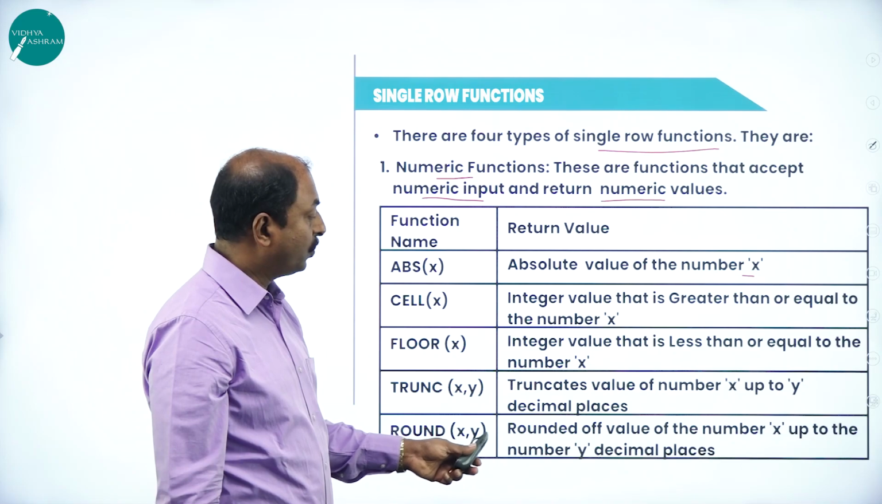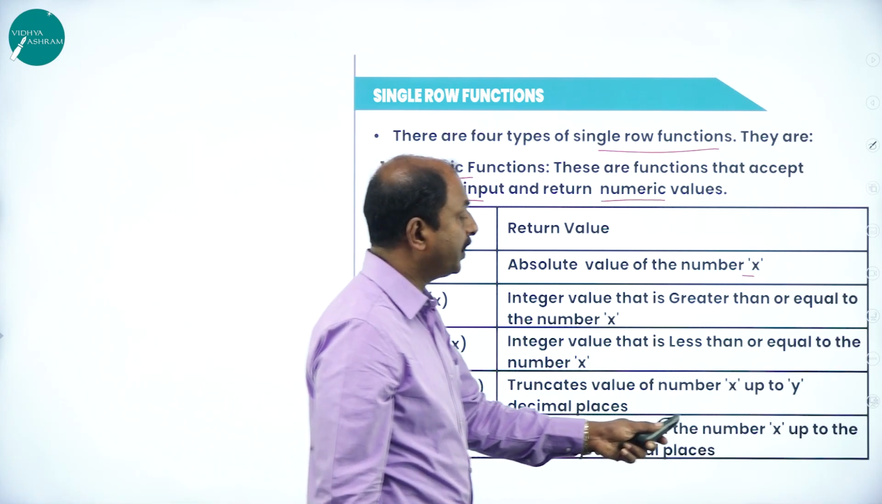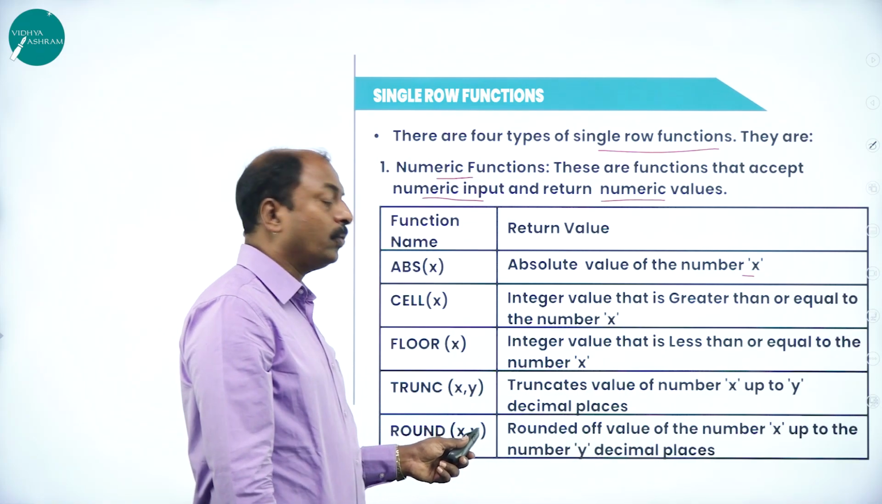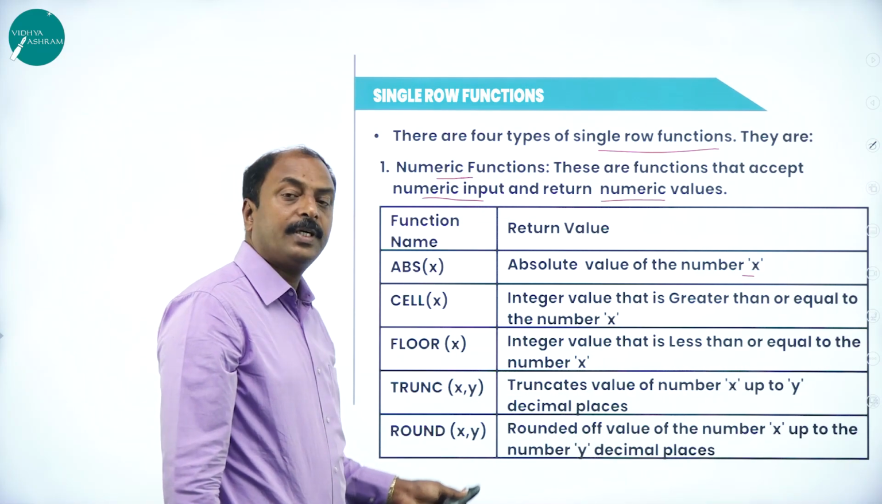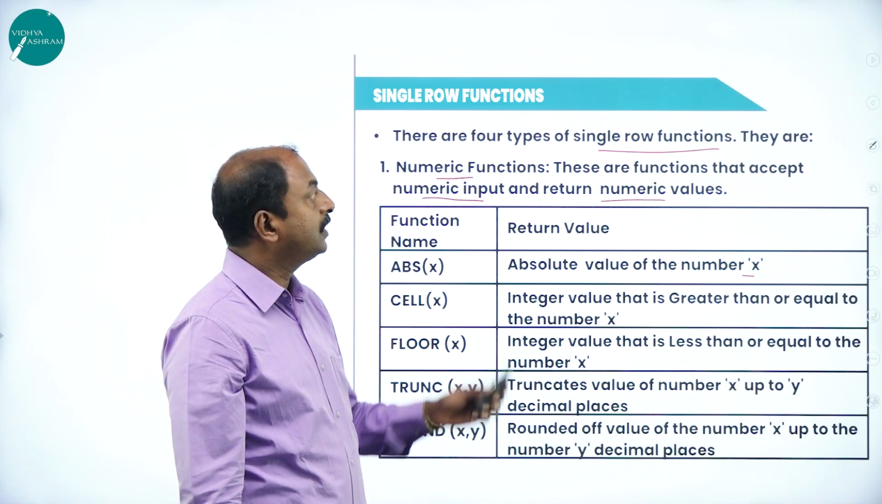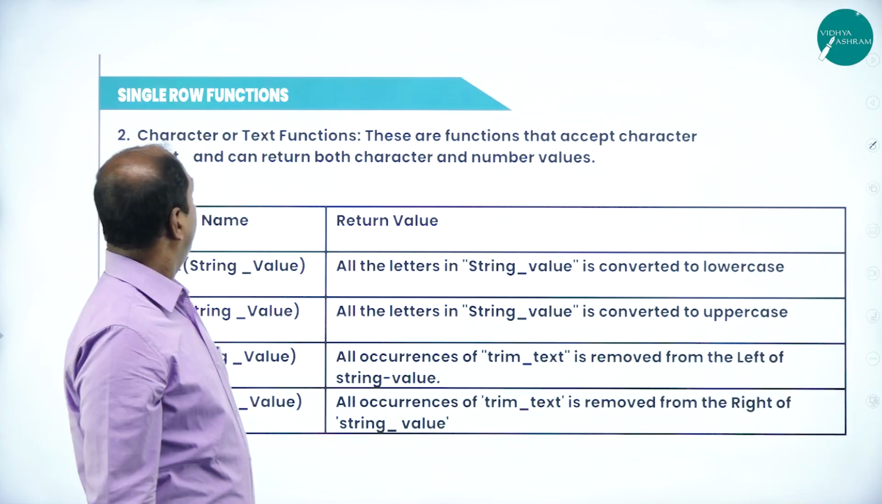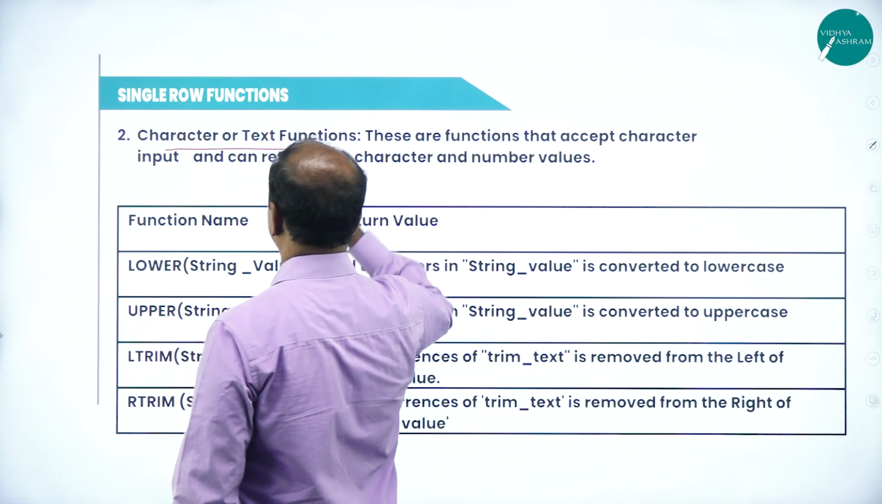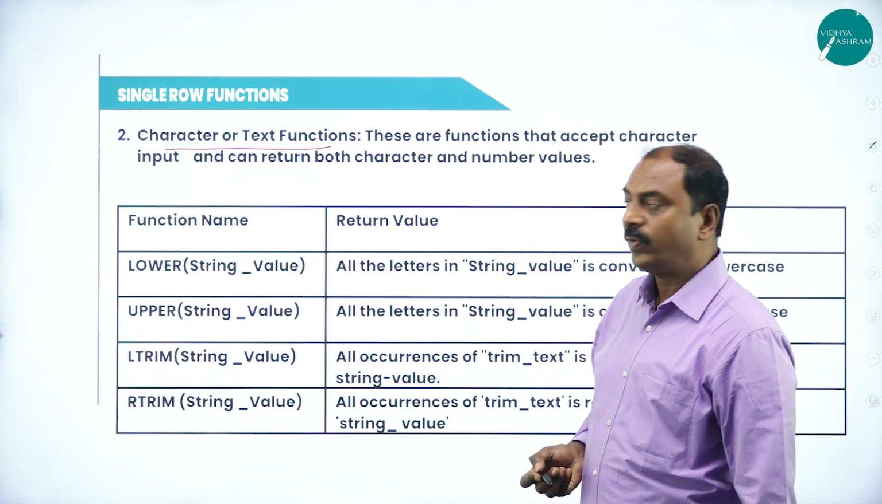And ROUND(x, y) returns the value of the number x rounded off up to y decimal places. So we are going to round off the decimal values. These are all different numeric functions or single row functions. Next we see the character or text functions. These all come under single row functions.